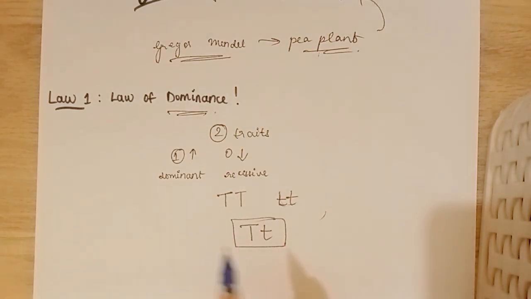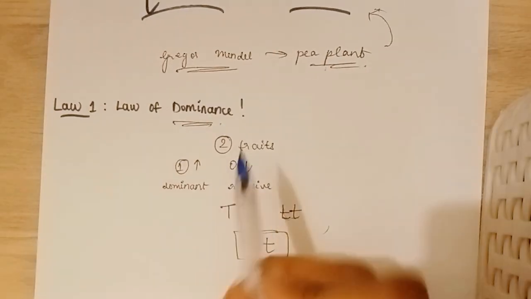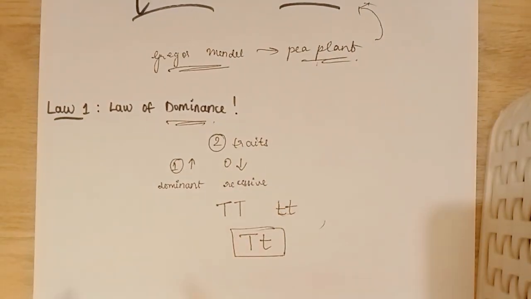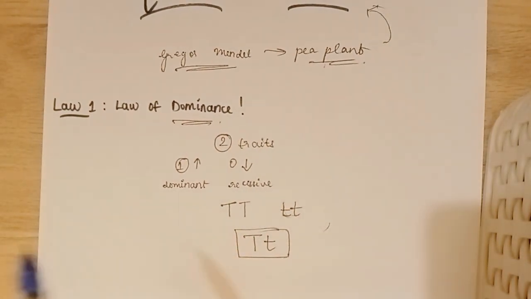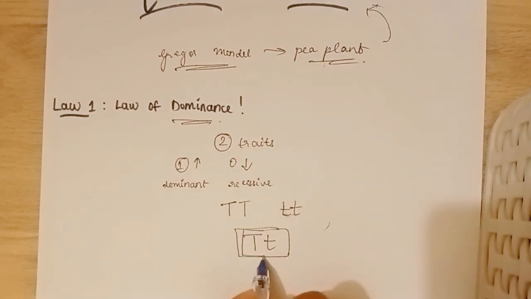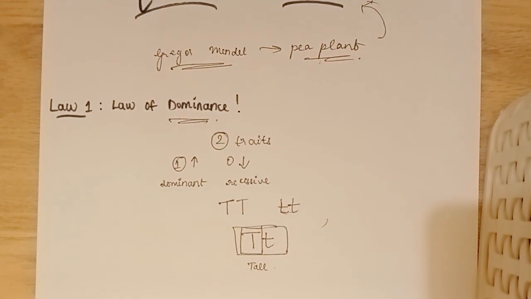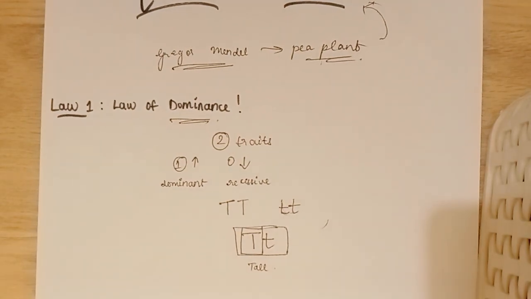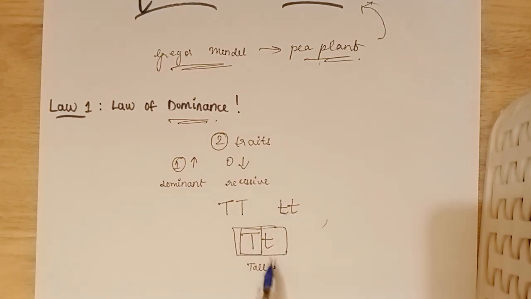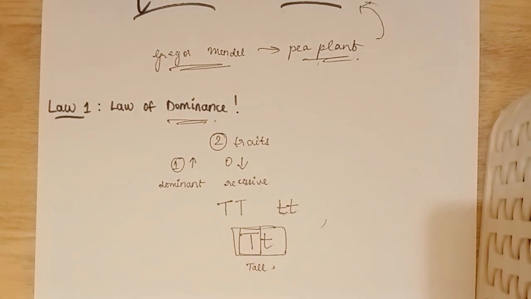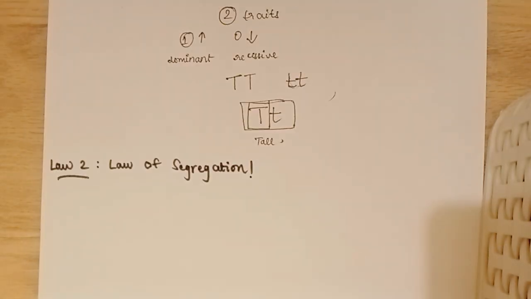The height will be in a way in which the dominant trait will take over the smaller one. That is, T is the dominant one, so the plant will be tall. It won't be medium, it will be tall, because as T is the dominant one, it will take over the recessive one and become tall. That is what the law of dominance is. The second law is the law of segregation.